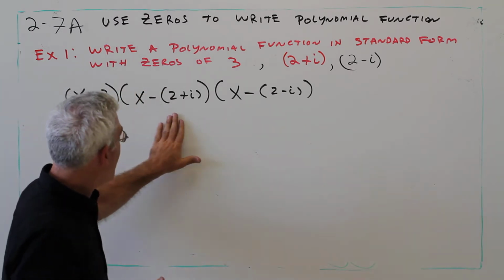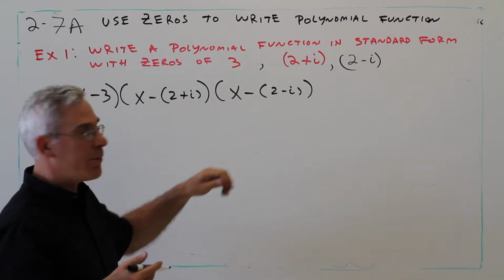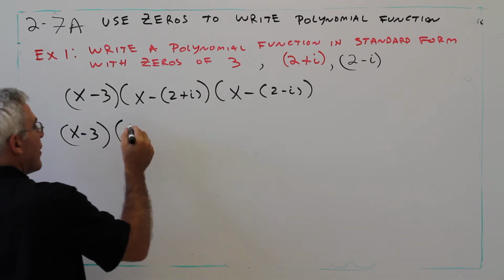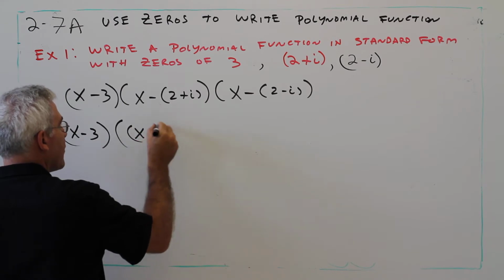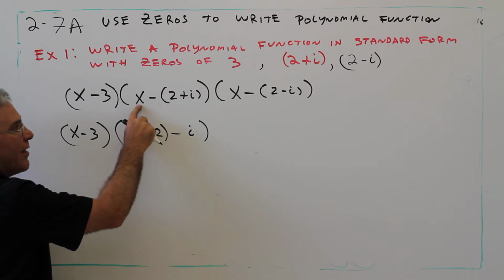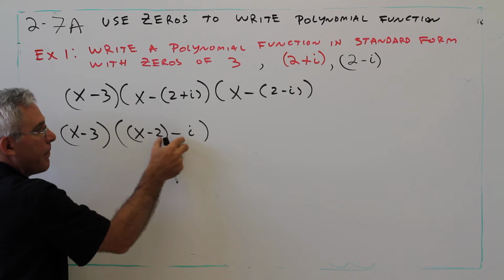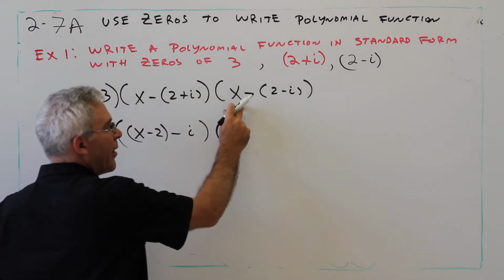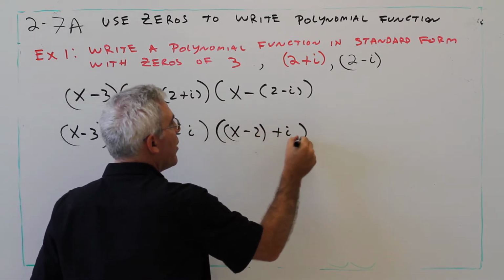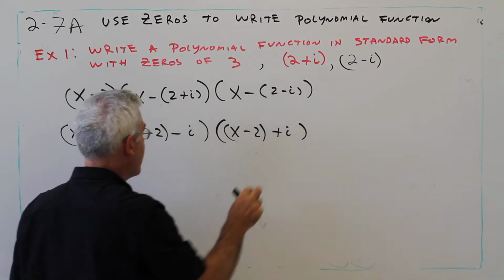Okay, so now we've got to do a bunch of algebra to get it in standard form. There's a little trick in simplifying this, and it's rearranging. Let me show you how that works. Write down the x minus 3. I'm going to write this as x minus 2 in parentheses, minus i. All I did was distribute the negative. I'm going to do the same thing over here, x minus 2 plus i, distribute the negative, minus 2, a minus times a minus is a positive.